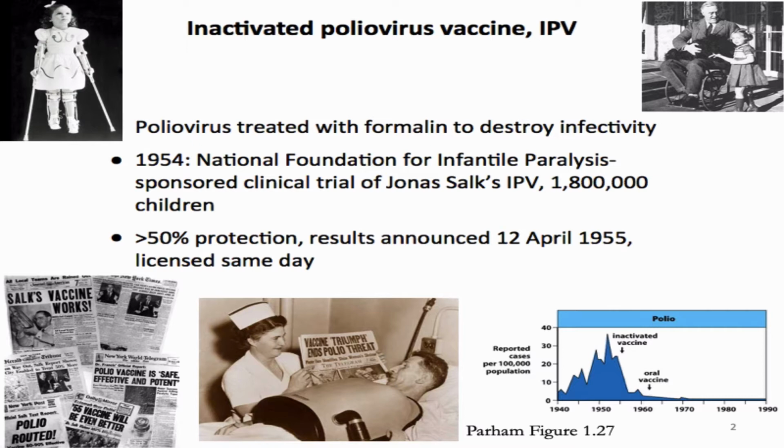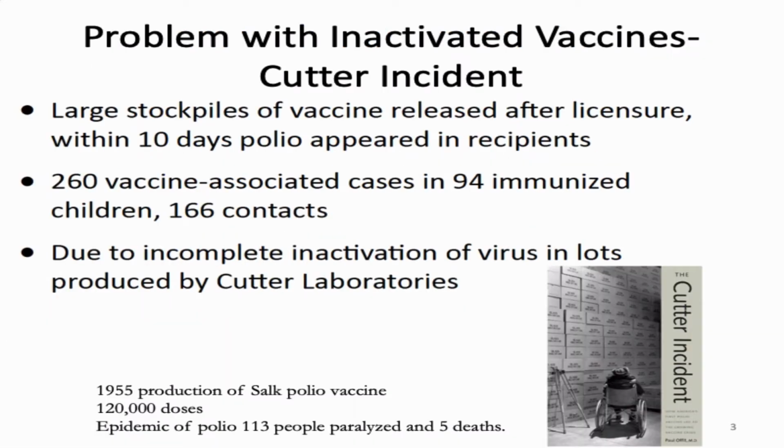Unfortunately, there was also a big problem that happened. This is known as the Cutter incident, which happened because the lab that made this first set of polio vaccine was called Cutter Labs. That's the name of the pharmaceutical company that was making it. As soon as things were licensed, a whole bunch of the vaccine was sent out to the public. And within 10 days, people started getting polio from having gotten the vaccine. In the end, there were 120,000 doses in this lot. There were 260 cases in either kids or contacts, people who those kids transmitted to, which led to 113 people being paralyzed. Some people got polio but didn't get fully paralyzed, and there were 5 deaths.